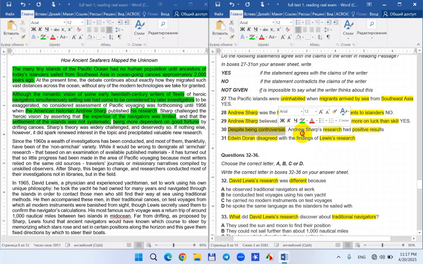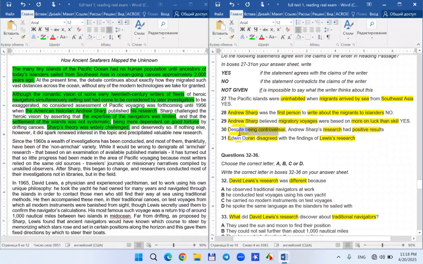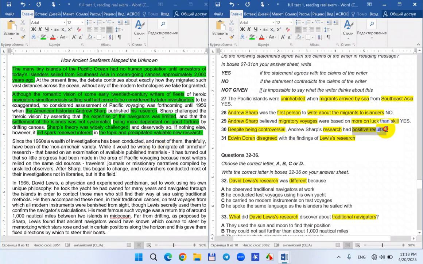Next one. Despite being controversial, so Sharp's theory was widely challenged. Widely challenged, I think it's controversial. And if nothing else, however, it did spark renewed interest. I think this is a positive thing in the topic and precipitated valuable new research. So they are counting the positive results, and despite being controversial, everything is here. I would go with yes.